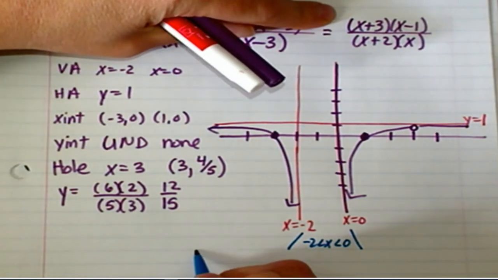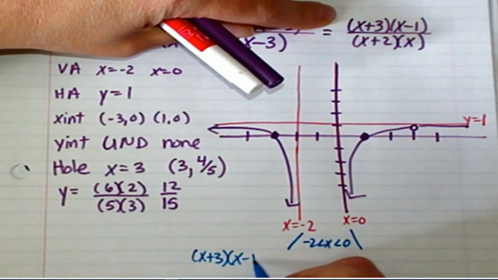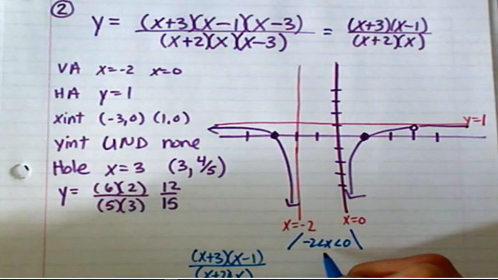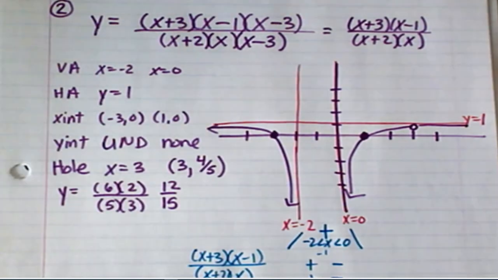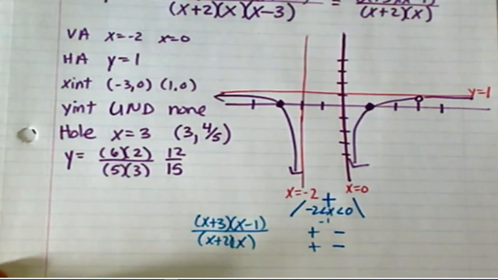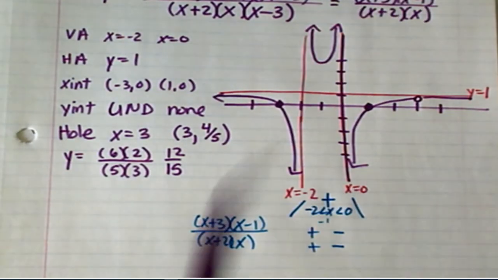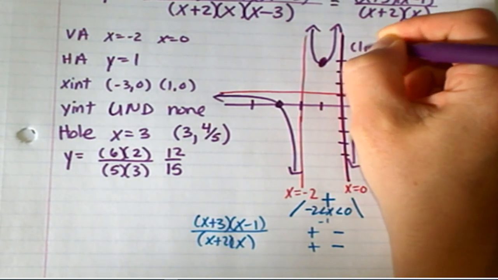Okay, so we've got, I'm just going to write it here, x plus 3, x minus 1, x plus 2, x. So I'm going to try -1: positive, negative, positive, negative. So that makes it positive. Notice I didn't plot the point this time because I didn't actually find the point. If you find the point, then you can label it.